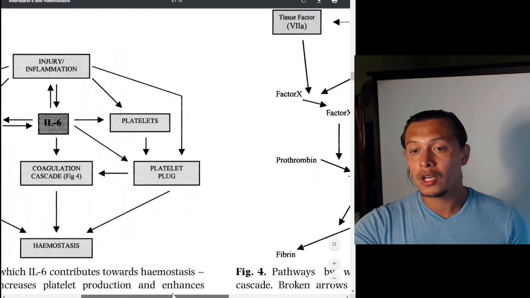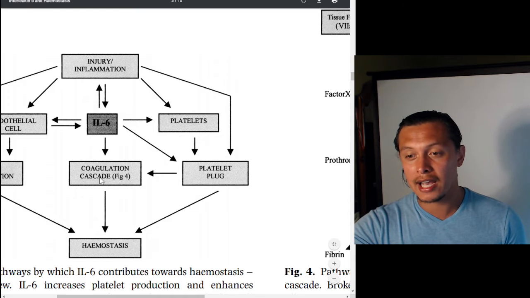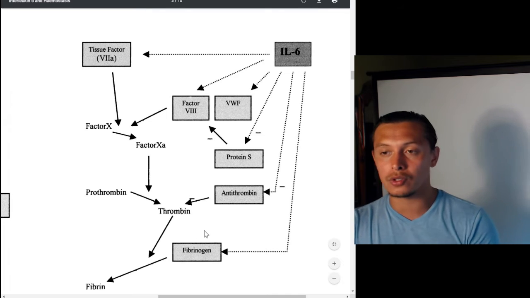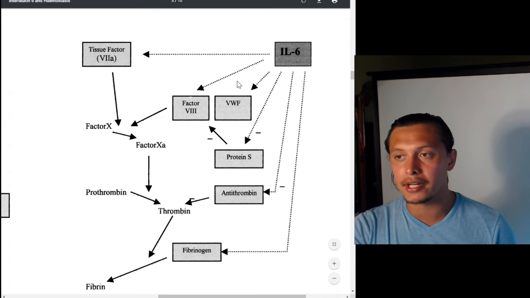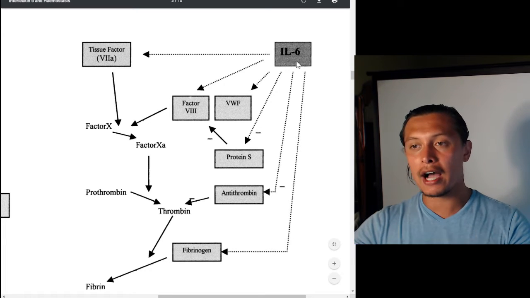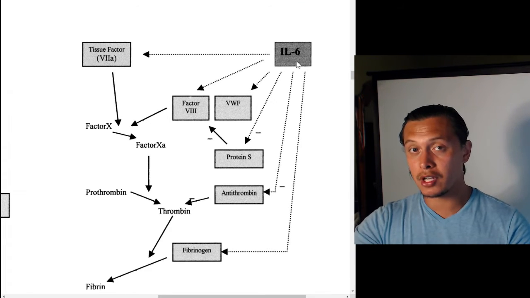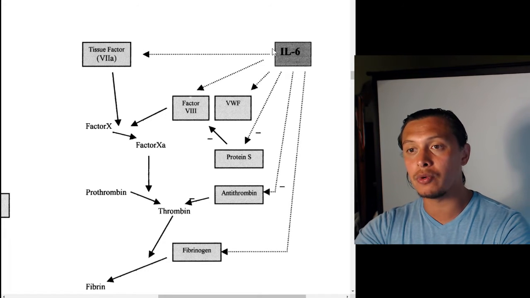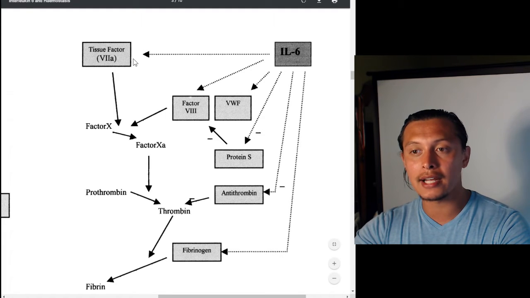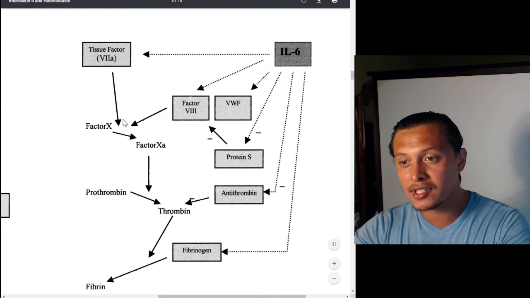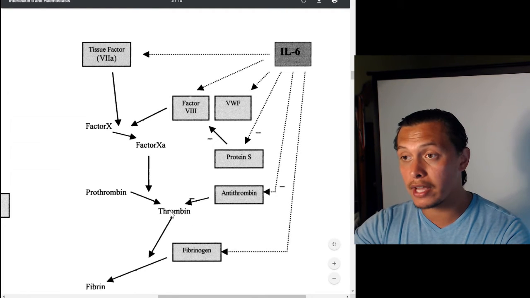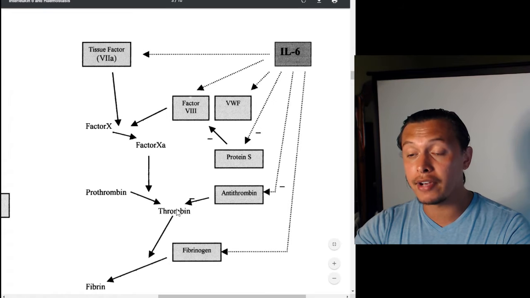So here, if we were talking about this coagulation cascade, figure 4, well, here is figure 4. This is 20 years old, so this probably needs to be updated. But I just want to show you a quick overview of how interleukin 6 previously has been causing this. So interleukin 6 will interact with the tissue factor 7A, which can then influence this cascade where it can turn prothrombin into thrombin. So that is one way that interleukin 6 can activate thrombin.